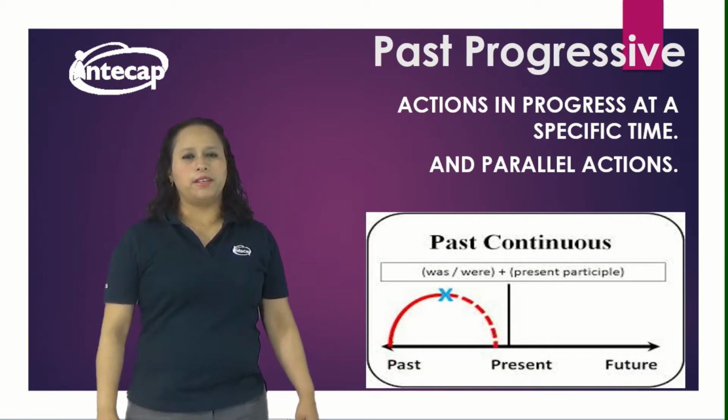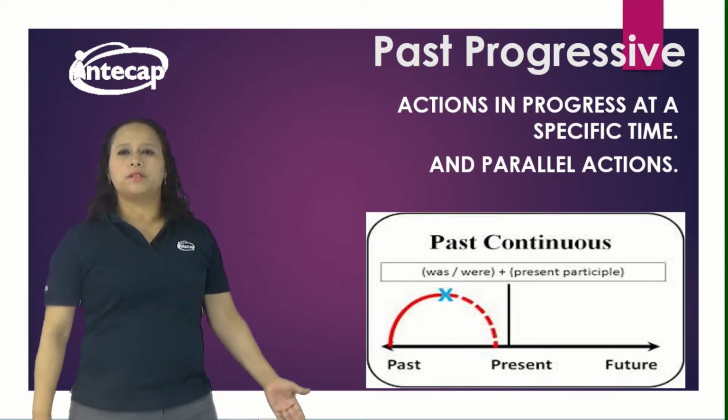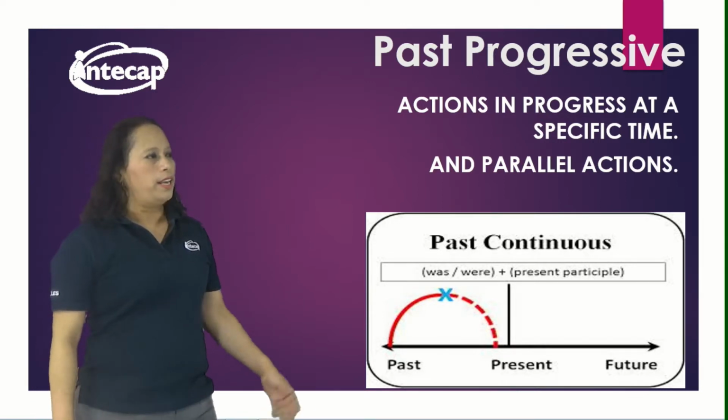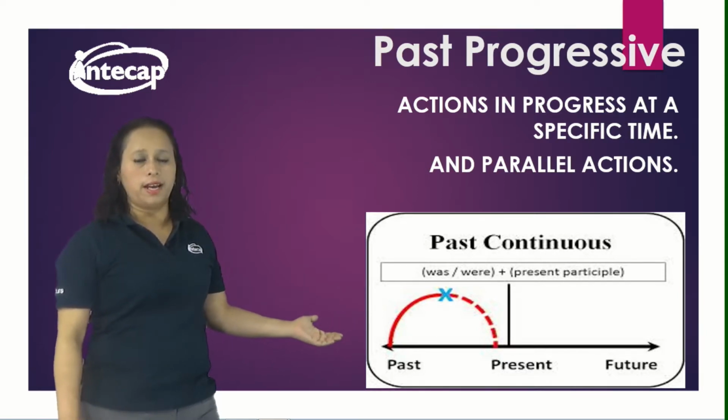The past progressive is used to describe actions at a specific time. We also use it to describe parallel actions. In this timeline, we can see that an action started in the past and was in progress at the moment of speaking.